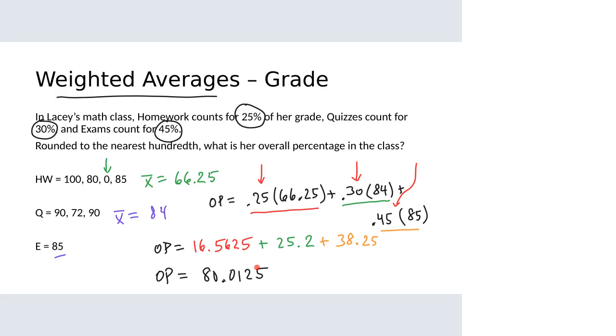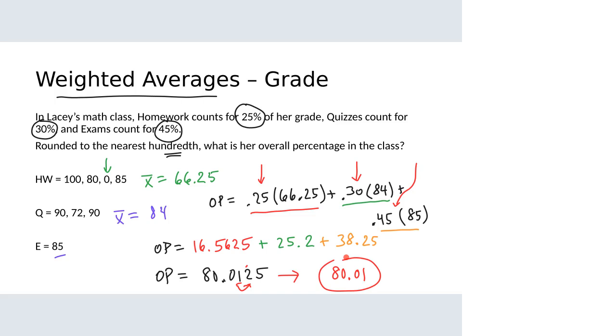And if we're going to round that to the nearest hundredth, we'll find the hundredths place, look one space to the right, that's 4 or lower. We'll round this down to 80.01. Nice work, Lacey, on getting that B. Just barely. Let me know if you have any questions on that.